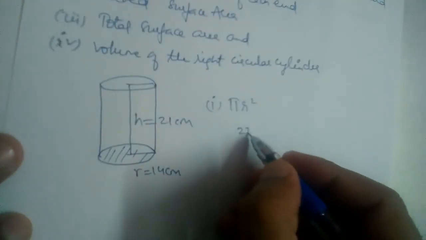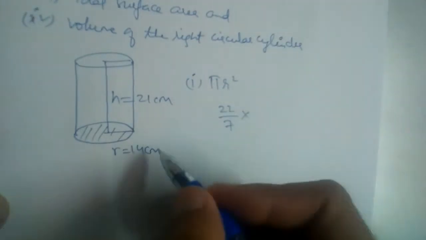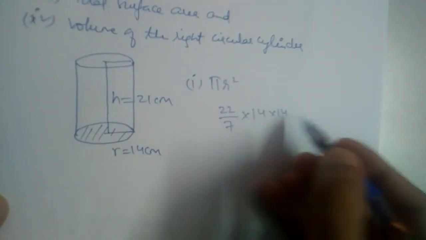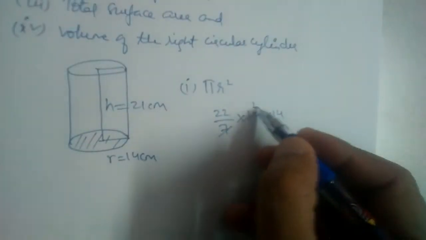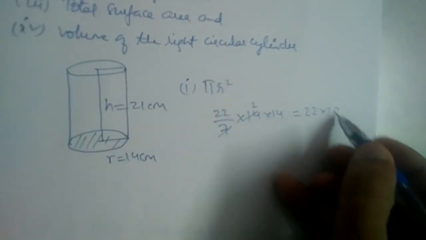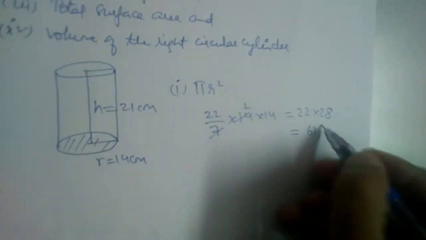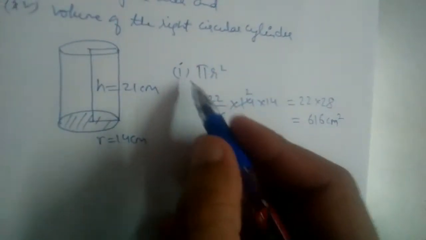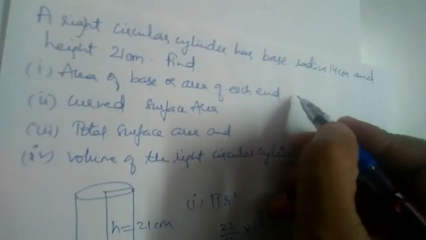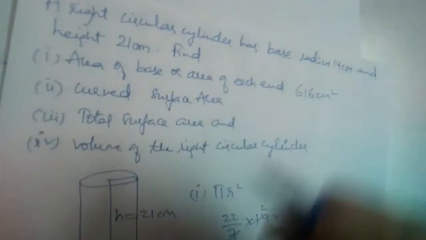So the first one is pi r square. So let us take pi as 22 by 7. So pi is 22 by 7 and r is 14. So this is 14 into 14, r square, right? Okay. So this 7 and this 2 will get cancelled. 22 into 28. 2 into 14 is 28. So this will give us 616 centimeter square. Alright. So the first bit is 616 centimeter square.